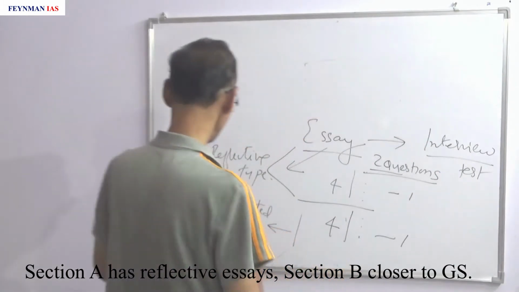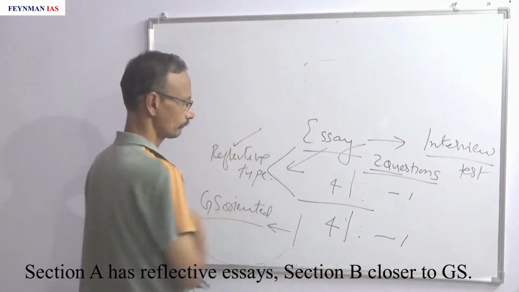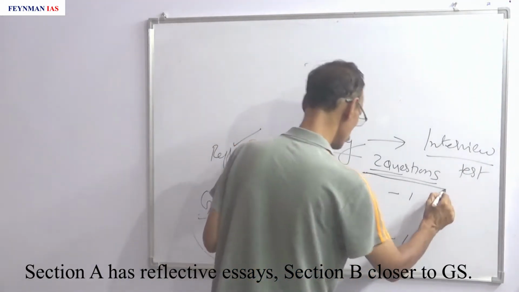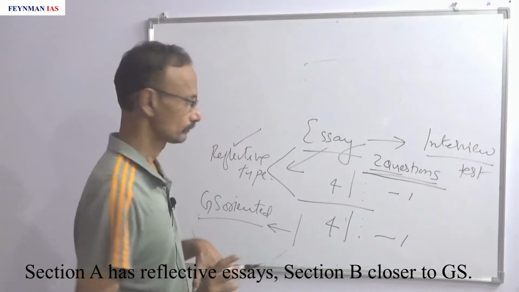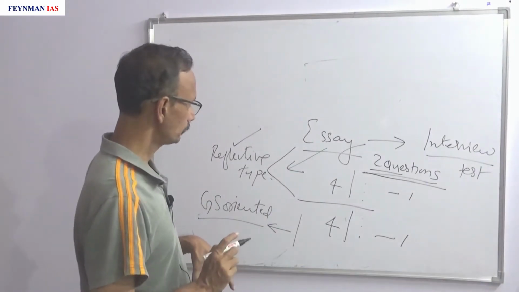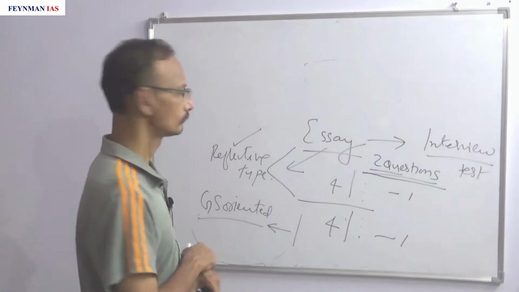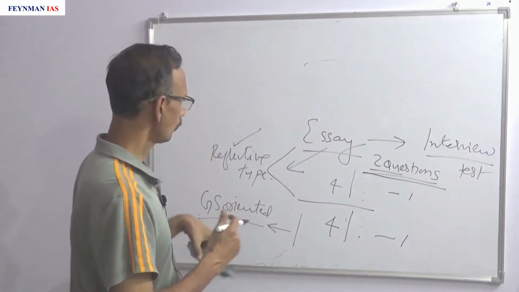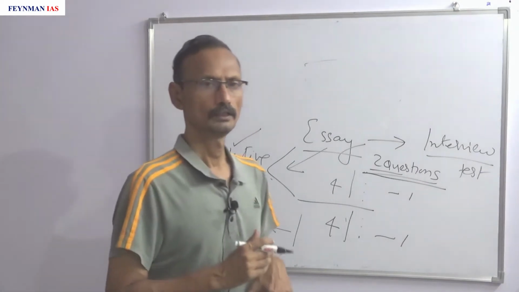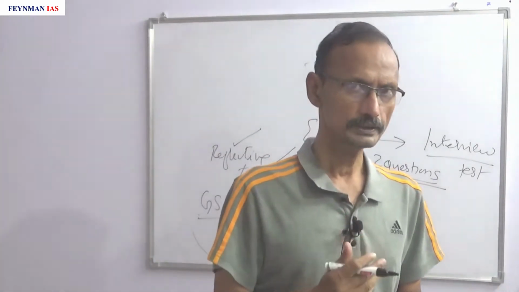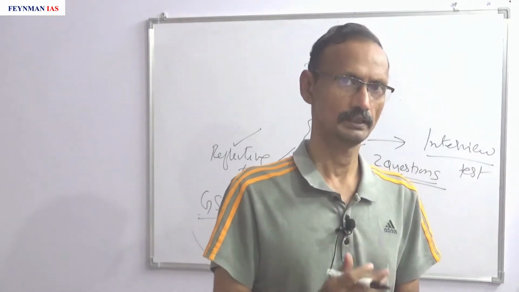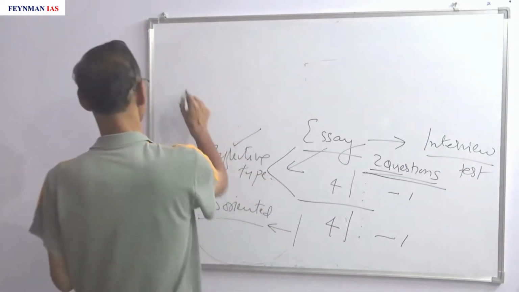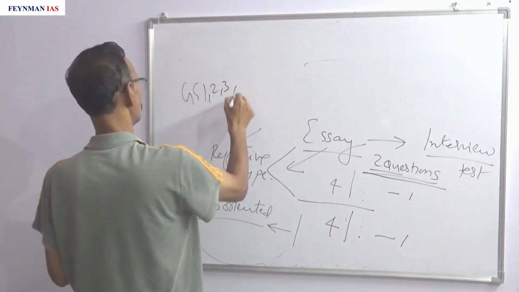So introducing reflective type and asking 2 questions in 3 hours, and at one time, it used to be only 1 question. So all these things mean that UPSC wants to test something which is not tested in other papers, GS 1, 2, 3 or even 4.